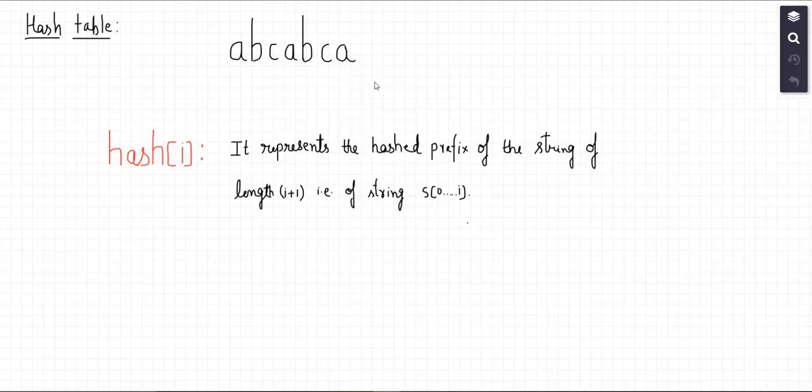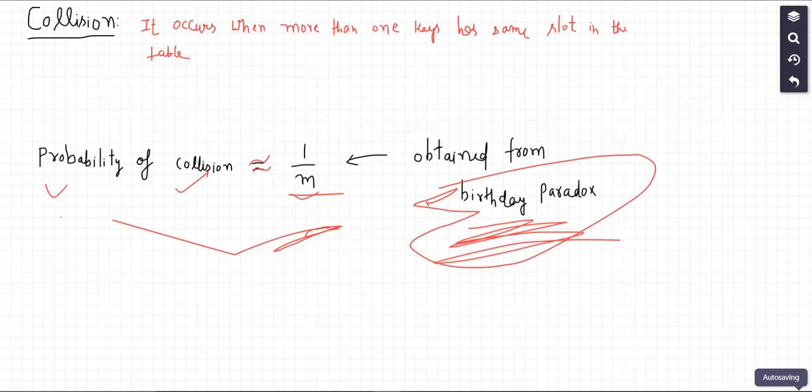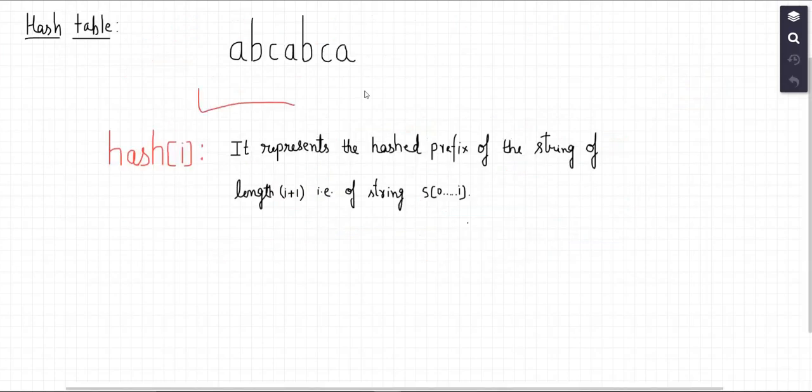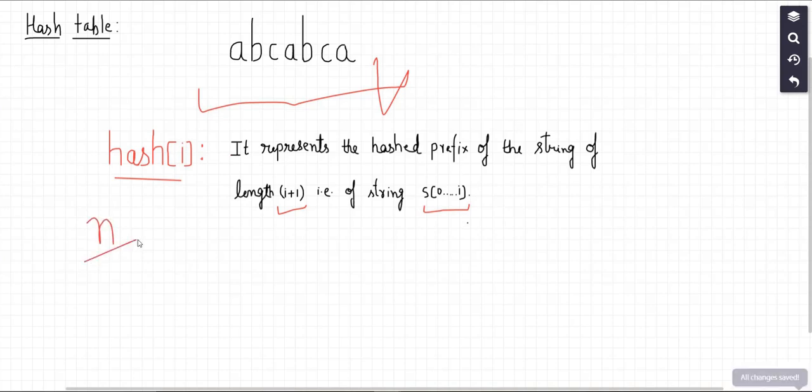Let's see how a hash table can help us solve our problem. So let's generate the hash table for this string. The hash table is just an array that I generate for this given string, and hash i represents the hashed prefix of the string of length i plus 1, that is the string from 0 to i. So this hash table has a length of n, which is also the length of the given string.